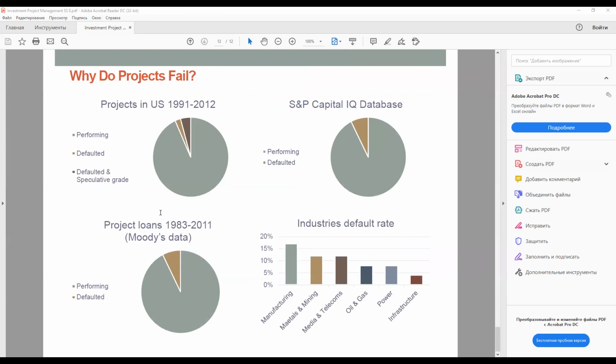So let us have a discussion. Why do projects fail at all? And consider the data gathered, for example, by rating agency Standard & Poor's, which rated 510 project finance debt issuers from 1991 to 2012, 34 of which defaulted on their debt.